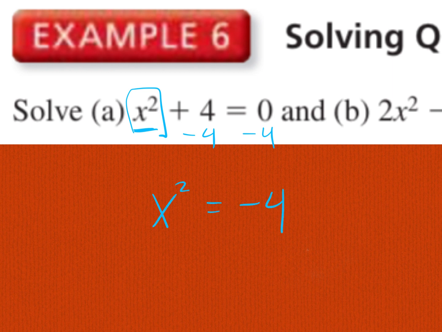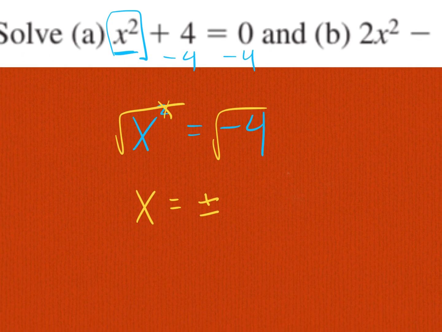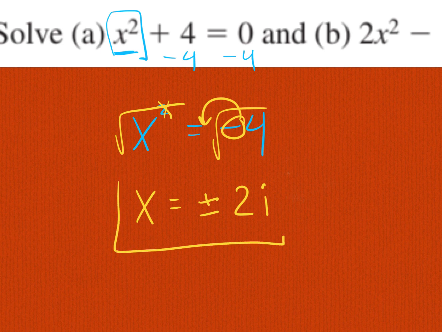Once my squared part is alone, I can square root both sides. So it cancels out with the squared, and I'm just left with x. And that's equal to, always, whenever you take the square root of both sides, you need a plus or minus. And then the square root of negative 4, the negative comes out and turns into an i. And then we know the square root of 4 is 2. So this would be plus or minus 2i.